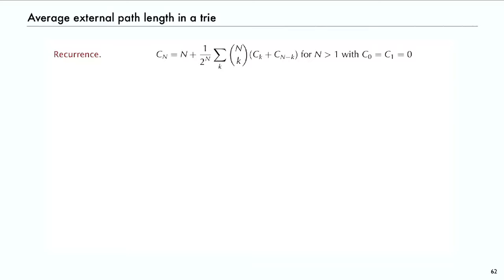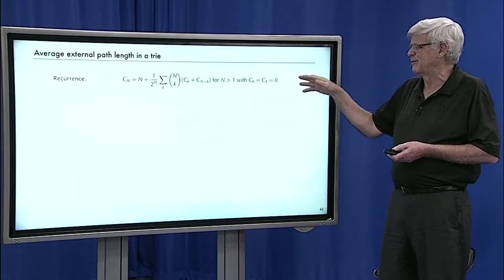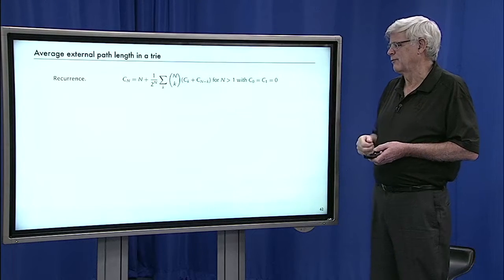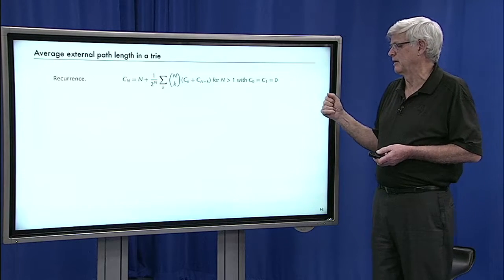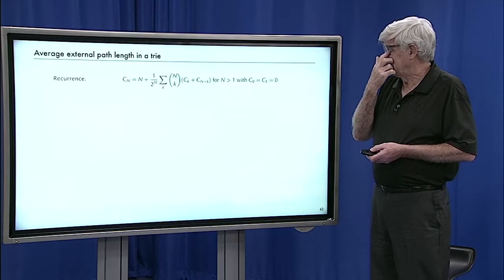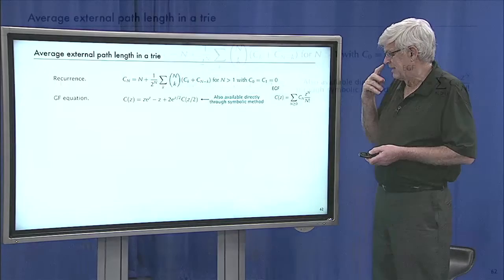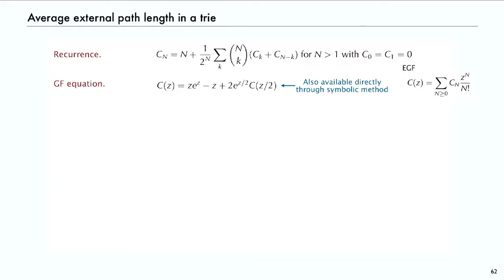Now, I'm not going to cover every detail in great detail, but I think you'll see how we go from one step to the other, and you can check details offline. So this is the basic recurrence. We're going to use the exponential generating function for this.